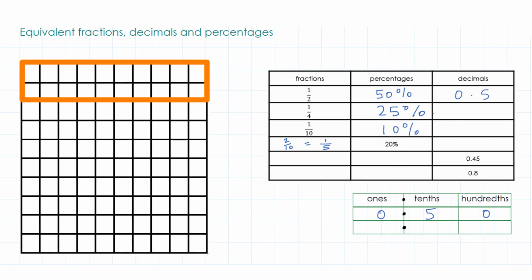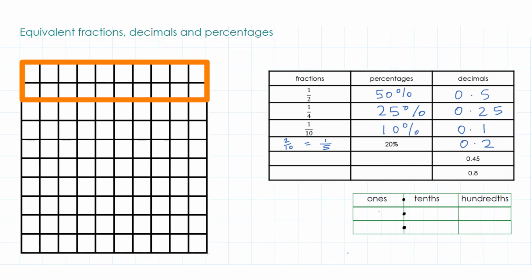Next one, 25%. How would you write that in the place value chart? What does 25% mean? 25 hundredths. How do we write that? 0.25. That's our decimal. And hopefully by now you can see that 10% will be 0.1 and 20% will be 0.2.